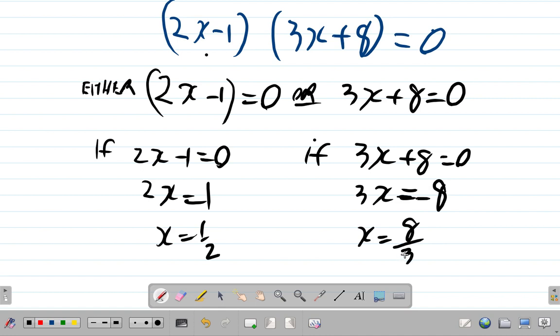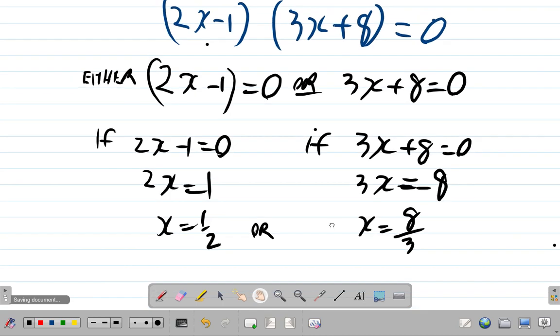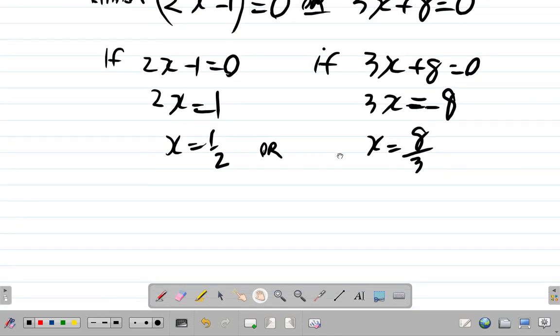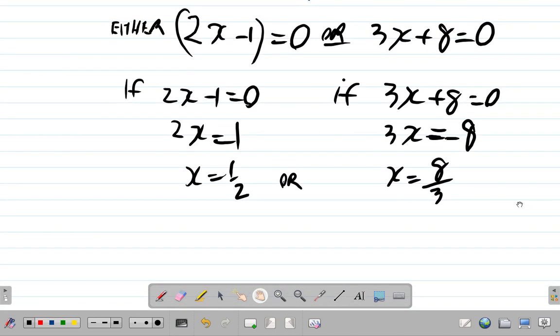So it's either x equal half or x equal negative 8 divided by 3. So you solve it. Those are the two answers, right? x equal half or x equal negative 8 thirds. So that is it.